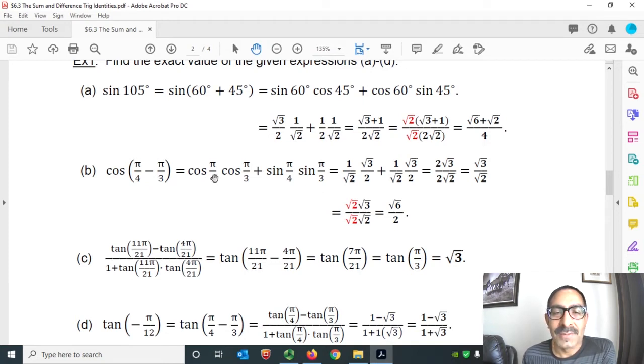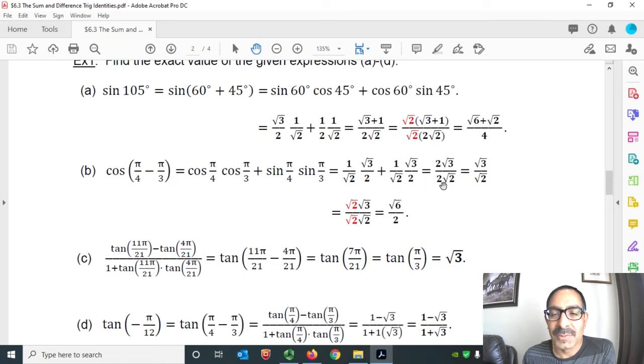We know cosine pi fourth is 1 over radical 2, cosine pi third is radical 3 over 2, plus as it is, sine pi fourth is 1 over radical 2, and sine pi third is radical 3 over 2. I hope these values make sense to you all. These values are from the table above.